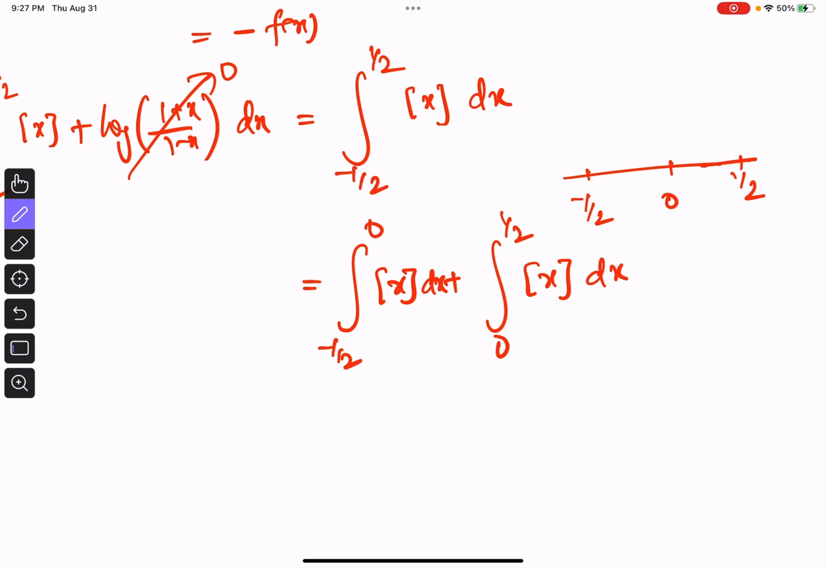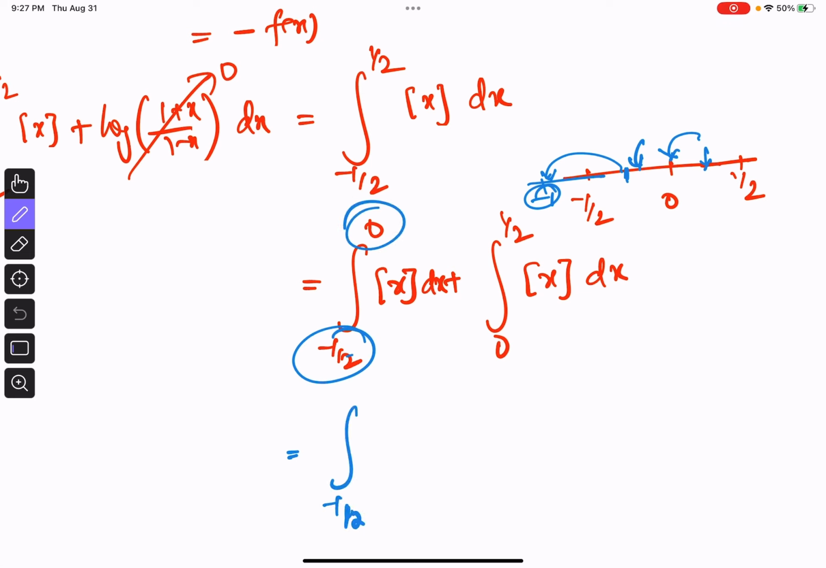Clearly, as I have already discussed, any value over here will take an integer value which is before this value. Here, the immediate integer before is minus 1, and any value lying over here will take the immediate integer before, which is 0. Therefore, this integration will be the integral from minus 1 by 2 to 0 of minus 1 into dx, plus the integral from 0 to 1 by 2 of 0 into dx. So that means that is 0.